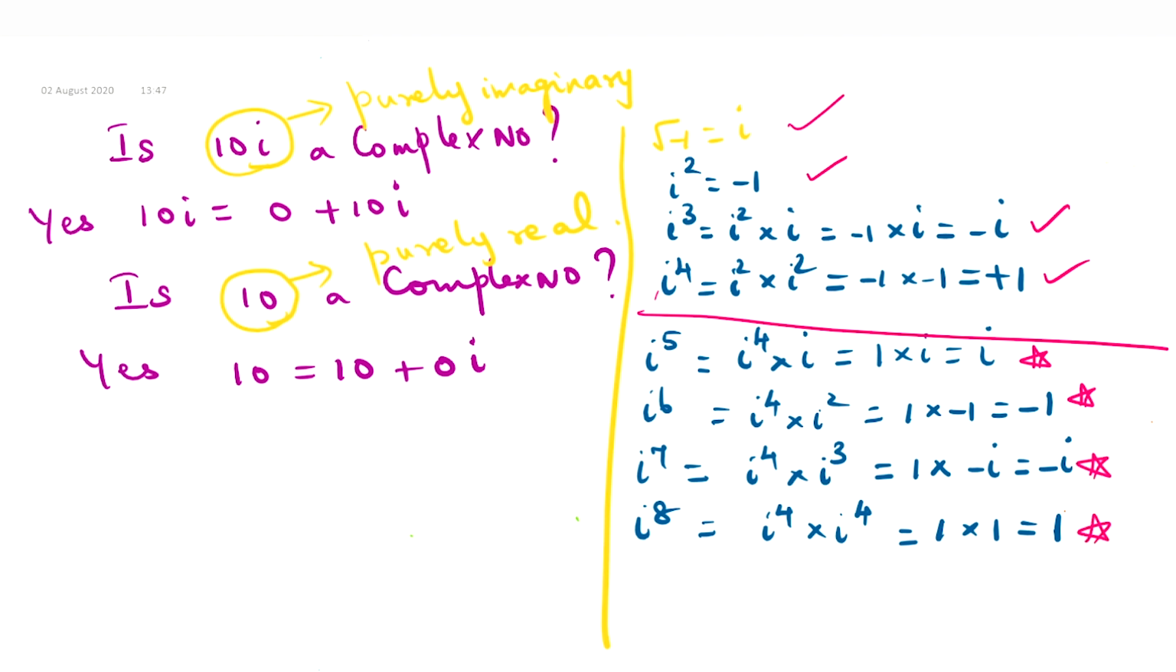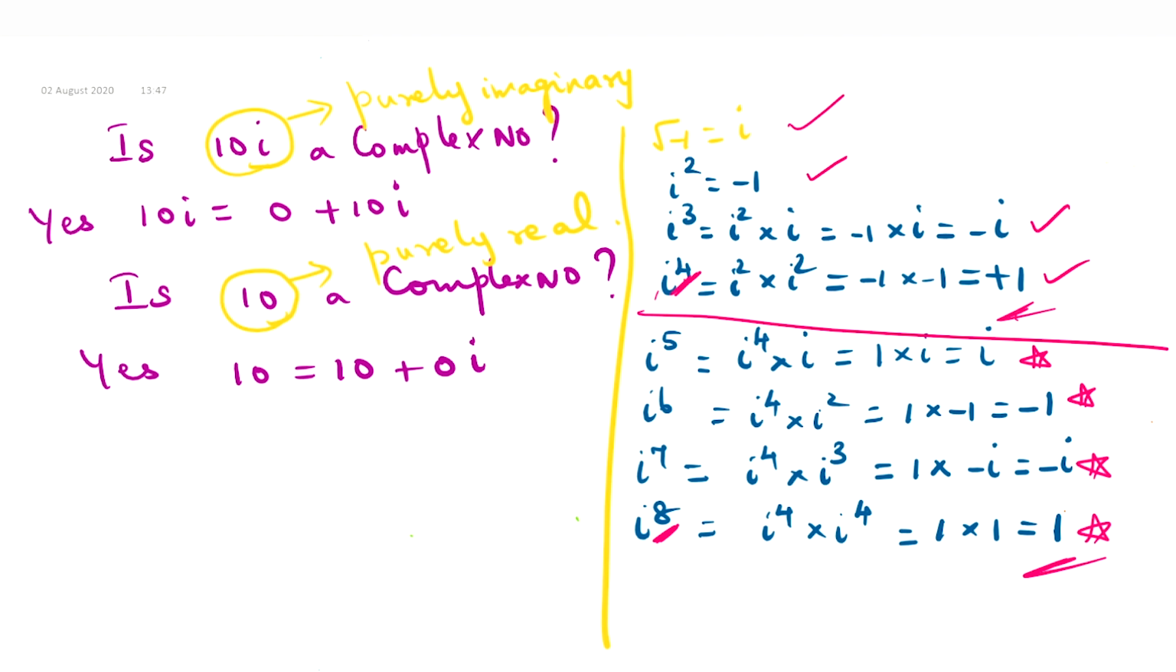Okay. And you look at the powers of i here. That is here the multiples of 4. i power multiples of 4, I got the answer as 1. Okay. So i power 4 is 1, i power 8 is 1, i power 12 is 1, i power 16 is 1.